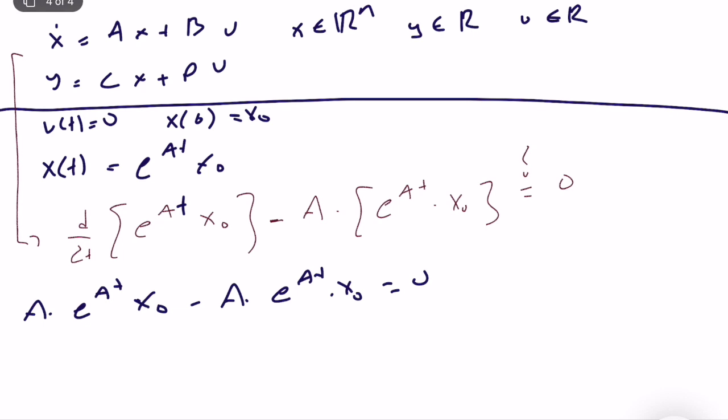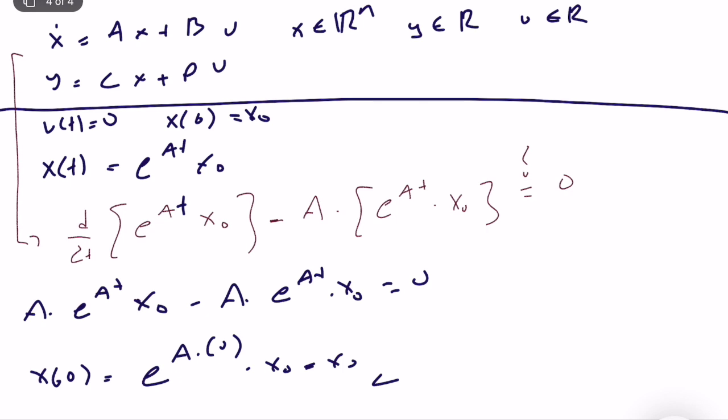We also need to check if it satisfies the initial condition. So x of 0 is equal to e to the power a times 0 times x naught, which is the identity times x naught. Also, it's equal to x naught. So we check the initial condition. The form satisfies the homogeneous equation, so it is indeed a solution of the equation.